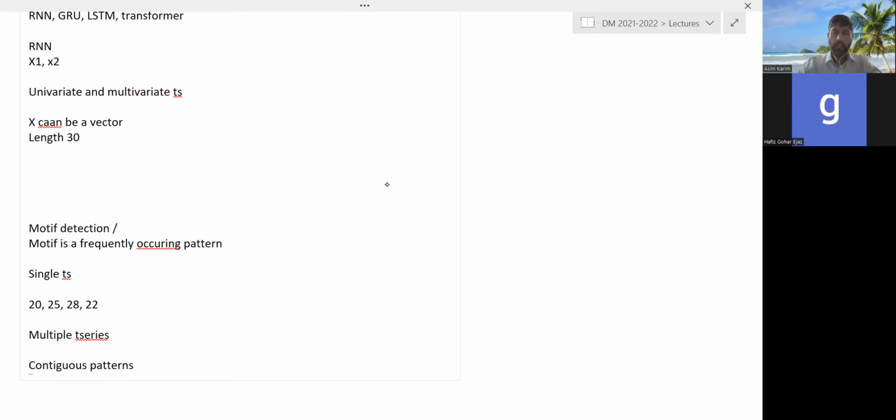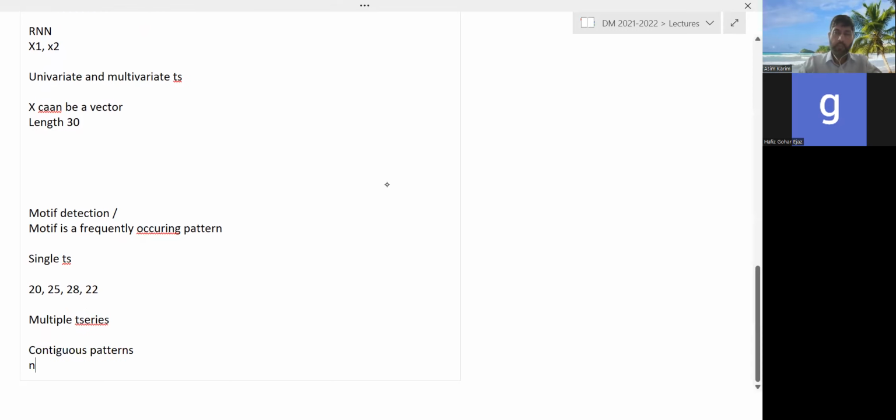Contiguous patterns, and the flip is non-contiguous. So, are you considering motifs that are contiguous or non-contiguous? Non-contiguous motifs would have gaps, and those gaps could be of arbitrary length.